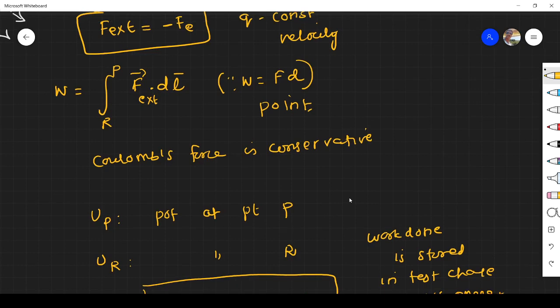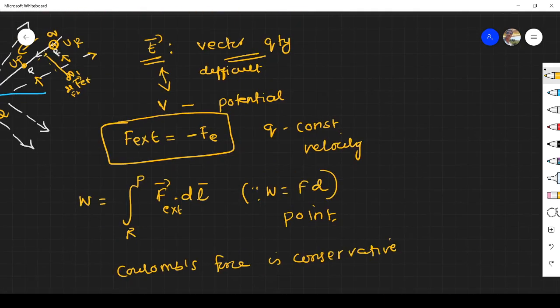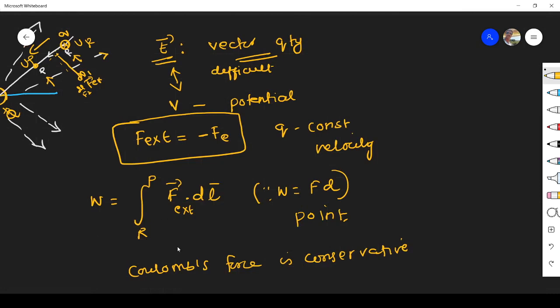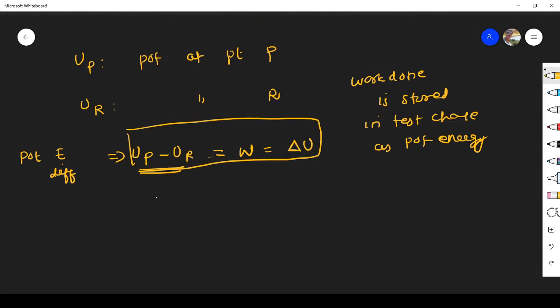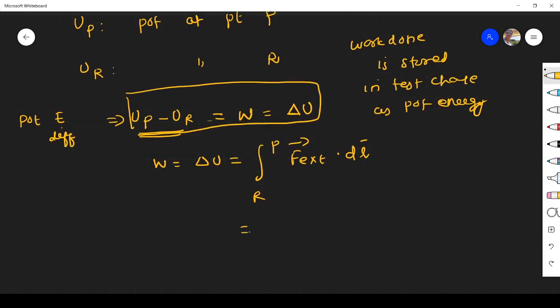We already derived the equation for W. W is equal to the integral from R to P of F external dot dl. We substitute this value. Instead of W, I write delta U. So delta U is equal to the integral from R to P of F external dot dl. We know F external is nothing but minus FE, so delta U is the integral from R to P of minus FE dot dl.